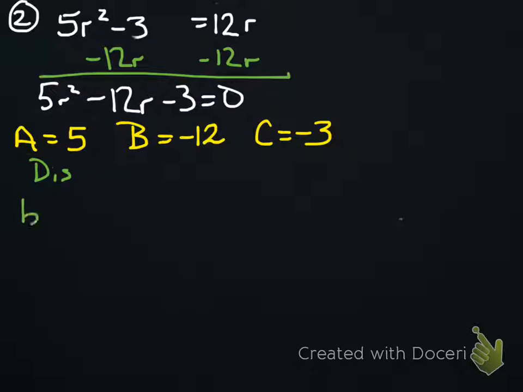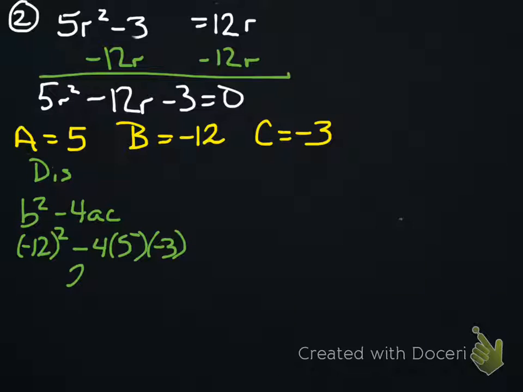And so b squared minus 4ac. So b squared would be that negative 12. Be careful on this that you put that negative 12 in parentheses. And you're going to square it, minus 4 times 5 times a negative 3. And when we do that calculation, we come up with a positive 204.